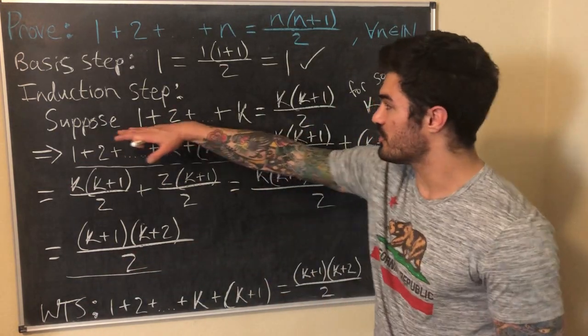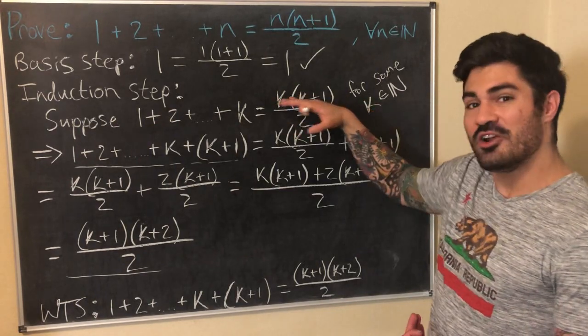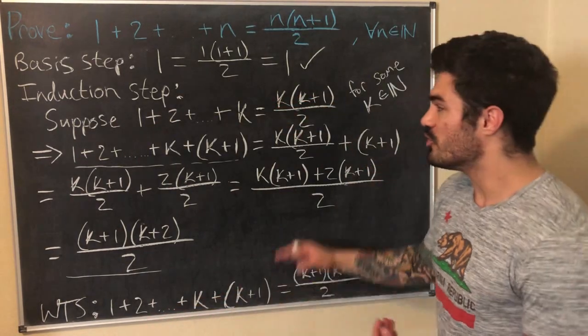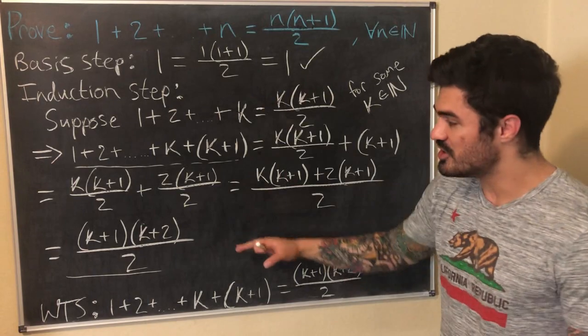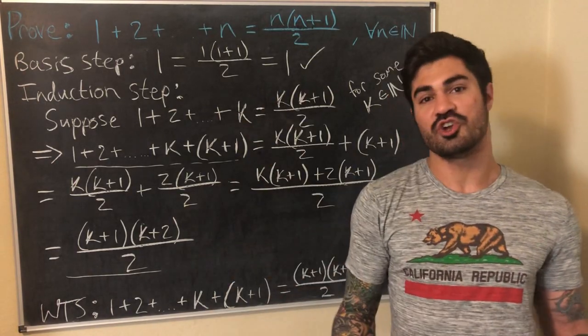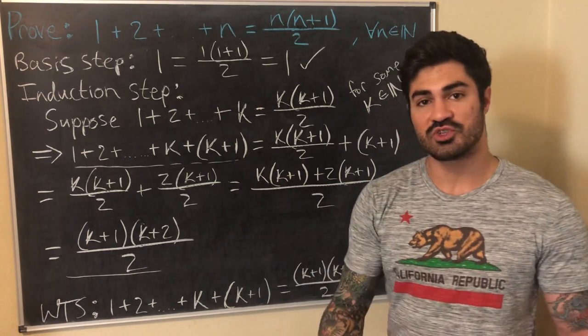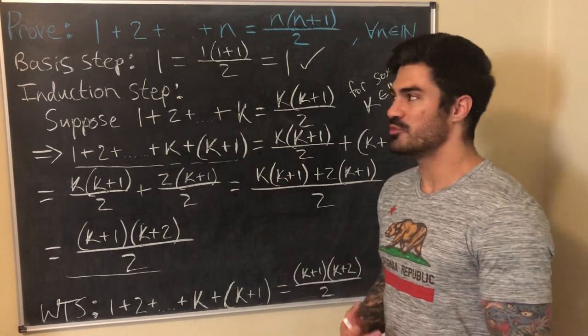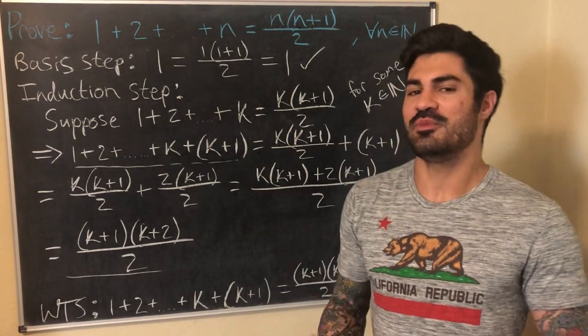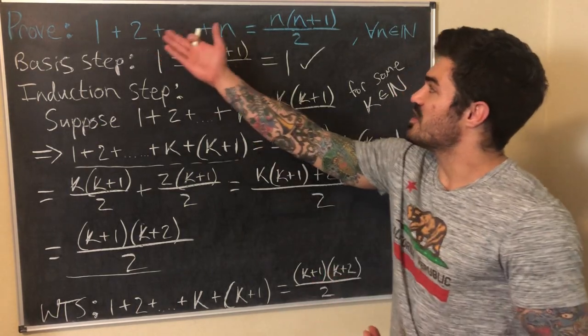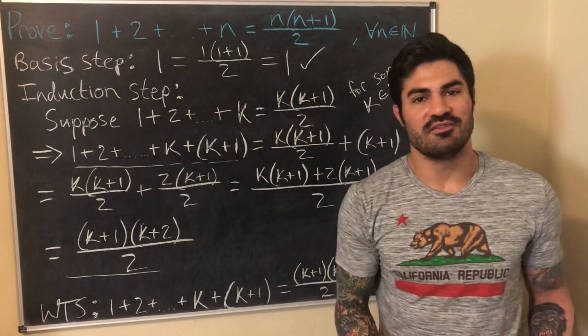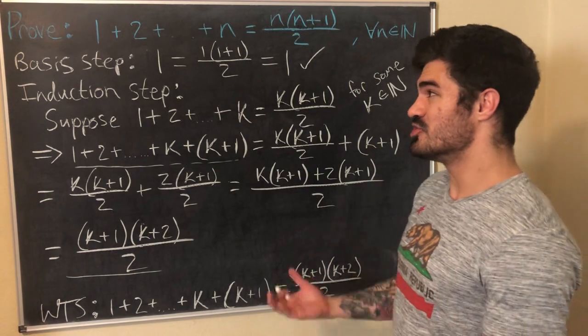So we started with our assumption, we manipulated our assumption, not what we want to show. We stuck with manipulating our assumption until we resulted in what we want to show. Therefore, we can say that the statement holds for k plus 1, and then our concluding line would be something like, by the principle of mathematical induction, the statement is true for all n in the set of natural numbers. So hopefully that makes sense. Let's go ahead and jump into an example.